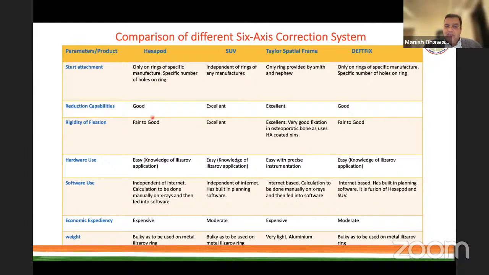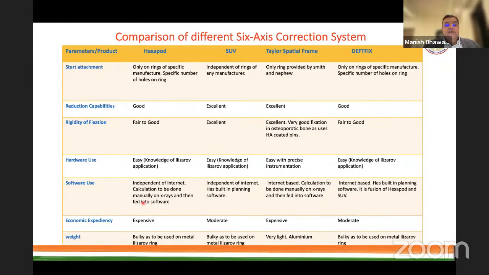Regarding rigidity, the problem with hexapod is that if you make the patient walk, the studs can bend. SUV is very strong. Taylor Spatial Frame is very strong. And the Schanz pins which we use, the tapered pins, are HA coated, so they are very good for osteoporotic bones. DefFix also gives very good correction. For all four of them, I think you need knowledge of Ilizarov. But Taylor Spatial Frame has precise instrumentation provided by Smith & Nephew, so it is very precise.